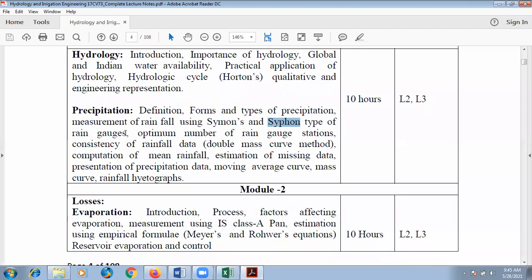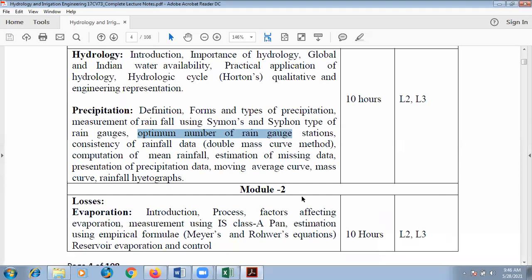So both are discussed, whereas in siphon automatic type, we understood that both the quantity and intensity can be measured, whereas it is not a possibility in case of non-automatic type, that is Symons rain gauge. Then we discussed about optimum number of rain gauge stations.